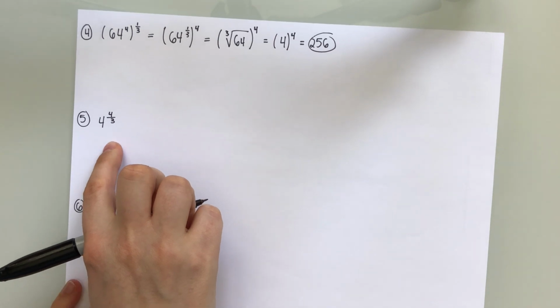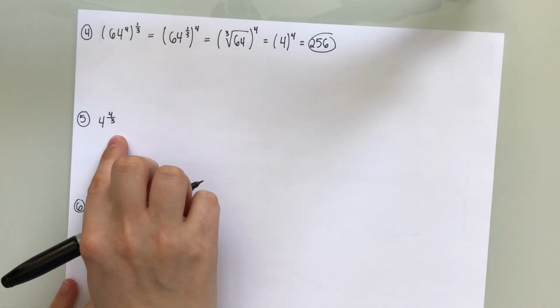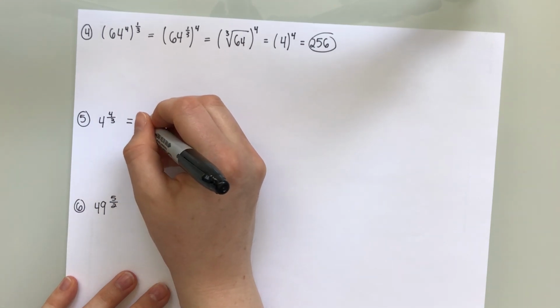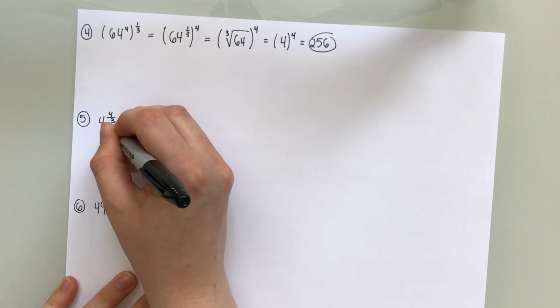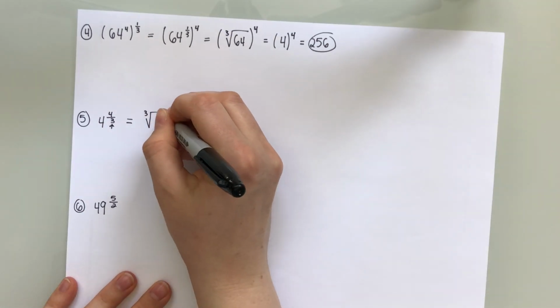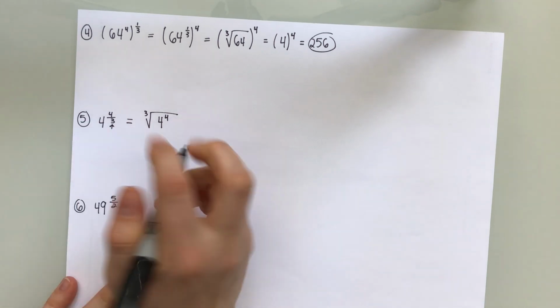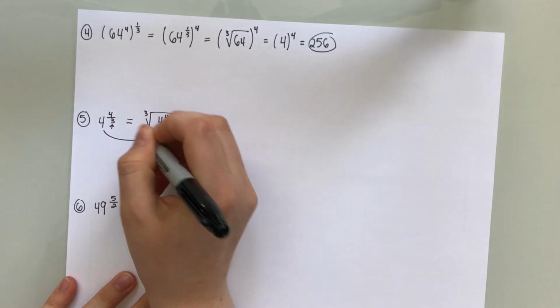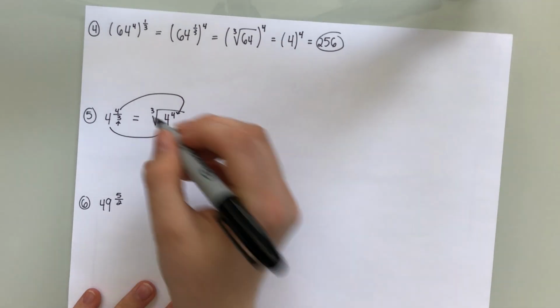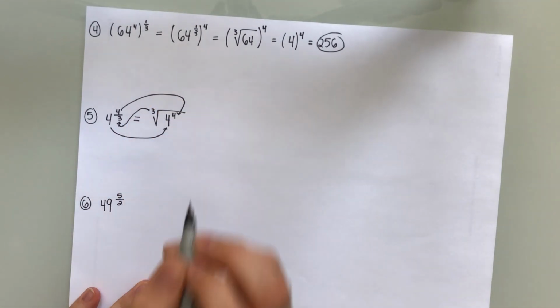Number 5, I have 4 to the power of 4/3. So this time I am going to rewrite that as the cube root, because I have a 3 in my denominator, of 4 to the power of 4. This 4 is coming from right there. This 4 is coming from here. And that 3, again, went right there.